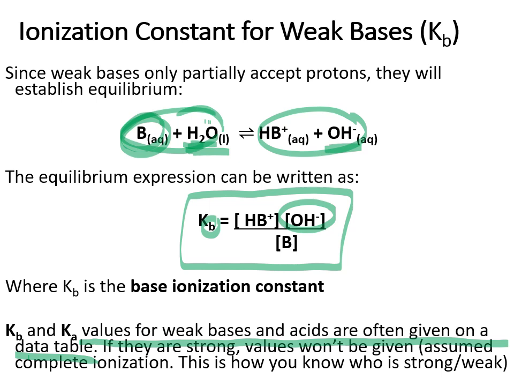Looking at this table, again, remember the smaller the Kb value, or the smaller the Ka value, the less dissociation there is, the less of a shift to the right there is before equilibrium is established, meaning it is a weaker acid or a weaker base. It doesn't go to completion.